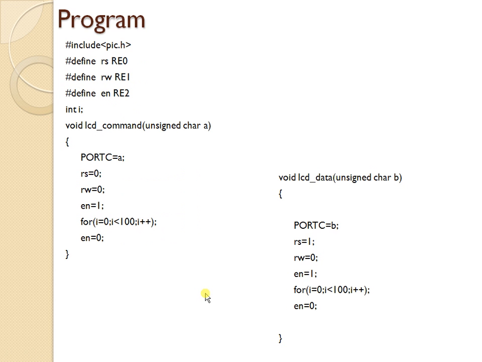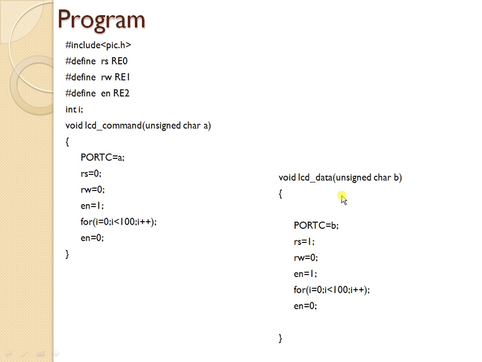Now let us see how these command and data functions are implemented. If you look at the command function, it receives a character, and that character is placed on port C. Why? Because port C is connected to the data pins of the LCD. So the command is now placed on port C. I have to program RS to 0, RW is again 0, and there should be one high to low transition on the enable pin. This makes whatever information is present on port C be latched onto the LCD.